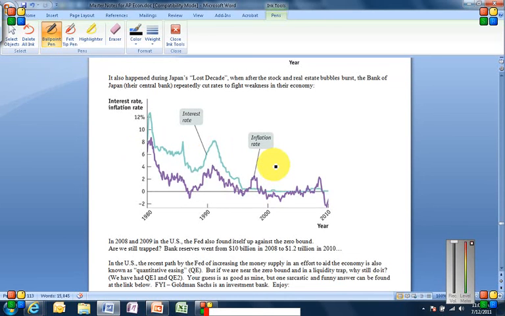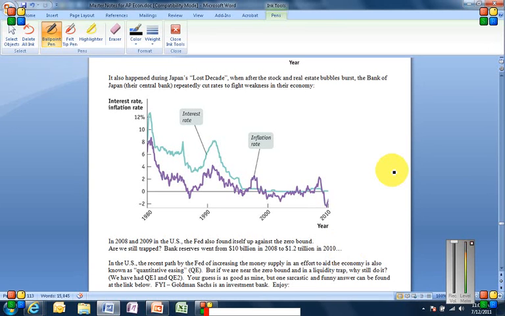In 2008 and 2009 in the United States, the Fed also found itself up against a zero bound. Question is, are we still trapped? You can answer this question, but here's an important piece of information that you might want to consider. Bank reserves in our country went from $10 billion in 2008 up to $1.2 trillion in 2010. It seems, with that evidence anyway, that banks are holding on to their cash, and they're not making loans like we expected them to. In the United States, the recent path by the Fed of increasing the money supply in an effort to aid the economy is also known as quantitative easing.